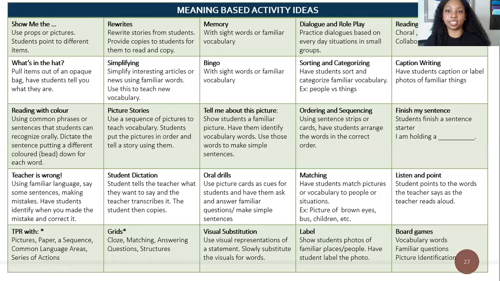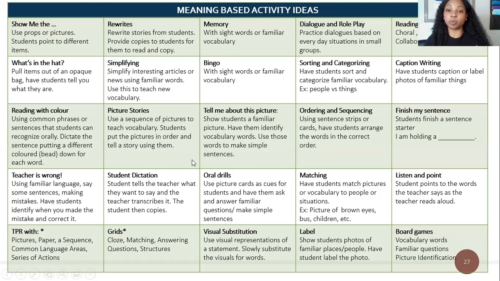For meaning-based activities, there are also a ton of activity ideas that you can do. Some of my favorite ones are the teacher is wrong. My students, for some reason, love when Miss Johnson is wrong. So using familiar language, you can say a sentence and make a mistake in there. When you're starting out, just make one mistake and have students identify where the mistake was. Can they correct it?